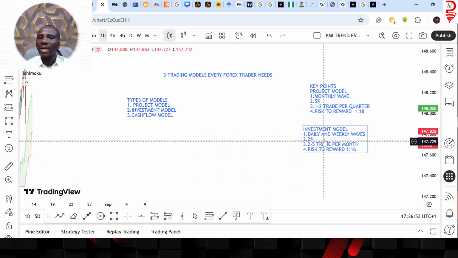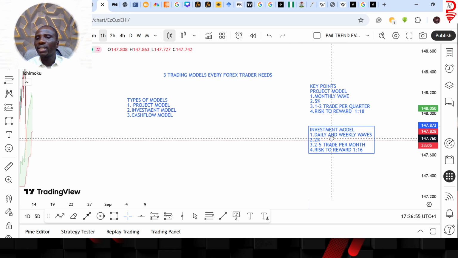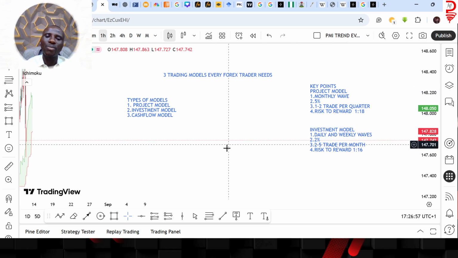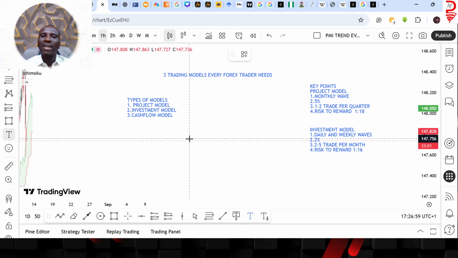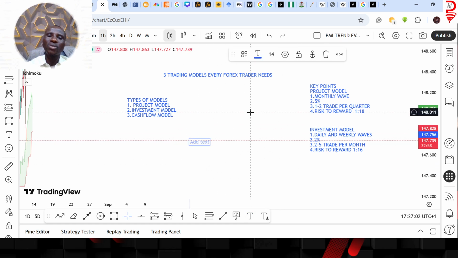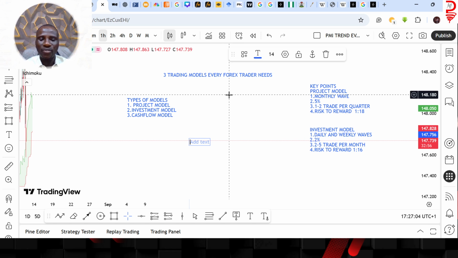This is very important. By the time you structure your trading engagements using these models, you will realize that at the end of the day, you will consistently be profitable as a forex trader. Now these two models are good. It's just that if you don't have anything doing and you don't have any job that is giving you cash flow, we created another model that we call the cash flow model.